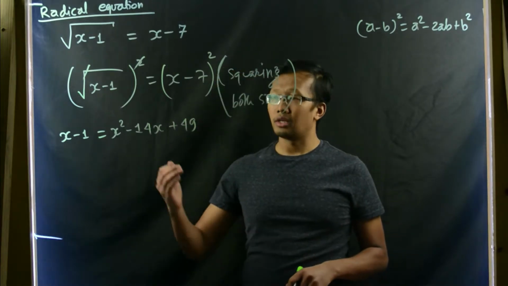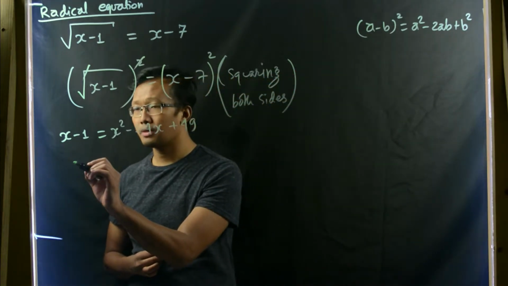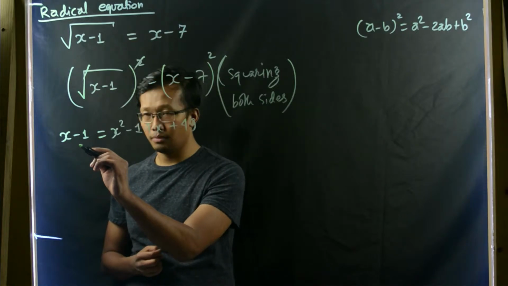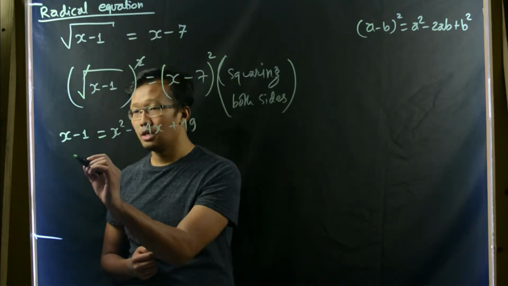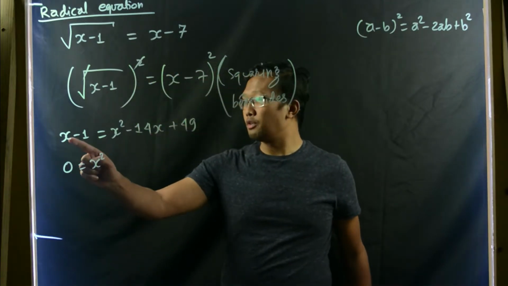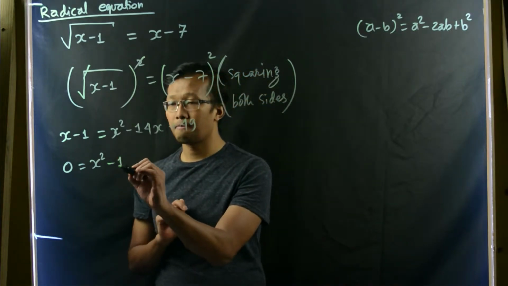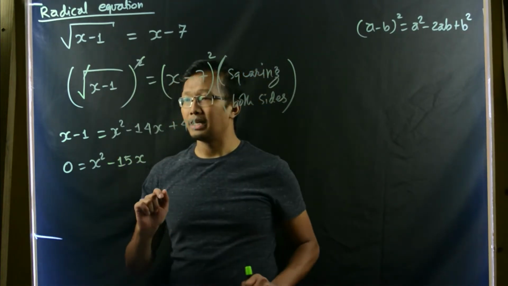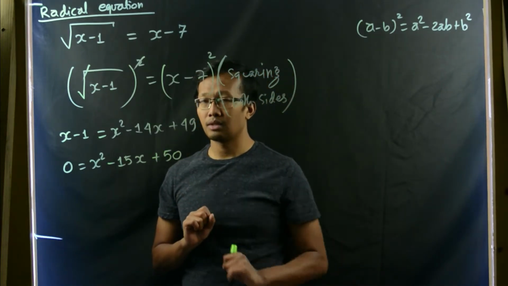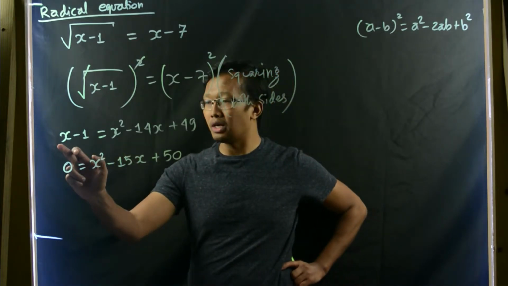Okay. Let us collect everything on the right hand side. Let us subtract x on both sides, and add 1 on both sides. So that would be 0 equals x squared, nothing changes to it. If we subtract x on both sides, this would be negative 15x. And if you add 1 to both sides, that would be 50. 49 plus 1 is 50. Negative 14 minus 1 is negative 15.